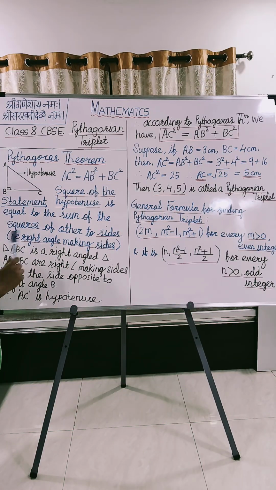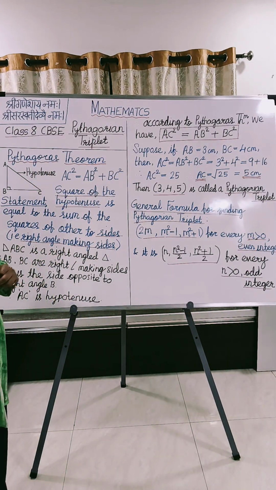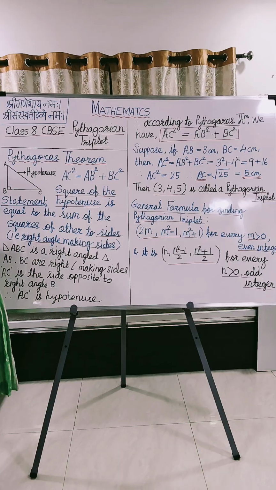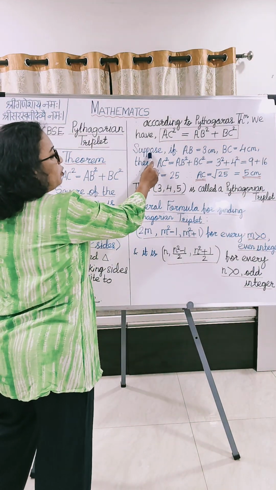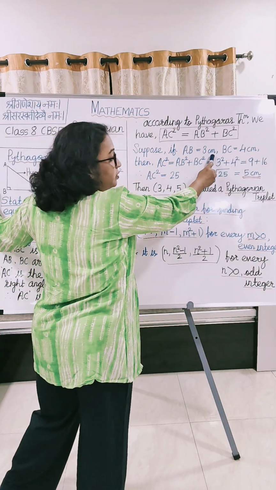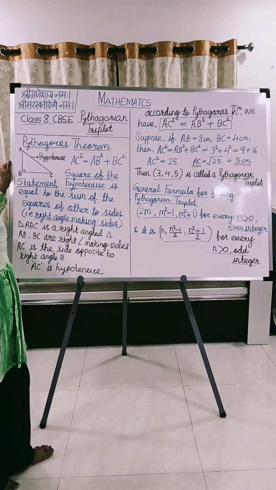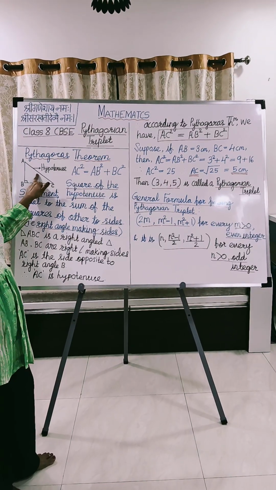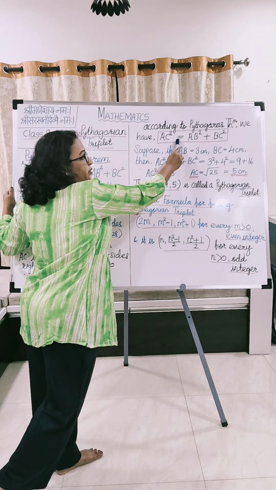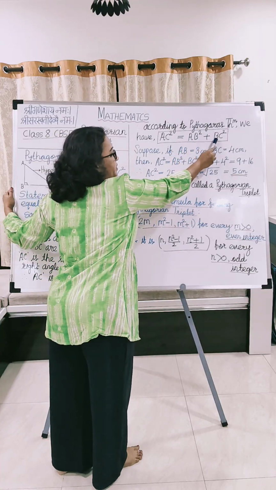Now how are we going to use this Pythagoras theorem for finding the Pythagorean triplet? So for that, let's consider one example. Suppose the length of AB is 3 cm and BC is 4 cm, then we can find out the length of AC, that is this hypotenuse, by using this Pythagoras theorem: AC square is equal to AB square plus BC square.